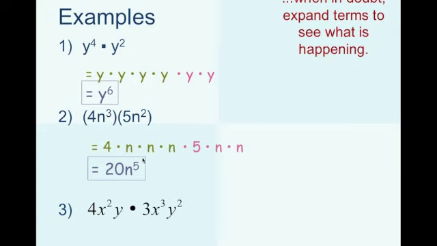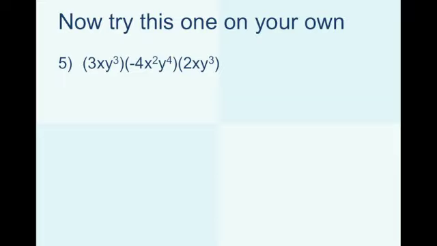Lastly, I have 4x squared y times 3x cubed y squared. In this example, I will show you. I multiply my numbers and get 12. I add my exponents for x, x to the 2 plus 3, and same for y, y to the 1 plus 2. Remember, if there's no exponent, it means that it's a 1. Then I get my final answer of 12x to the fifth, y cubed.